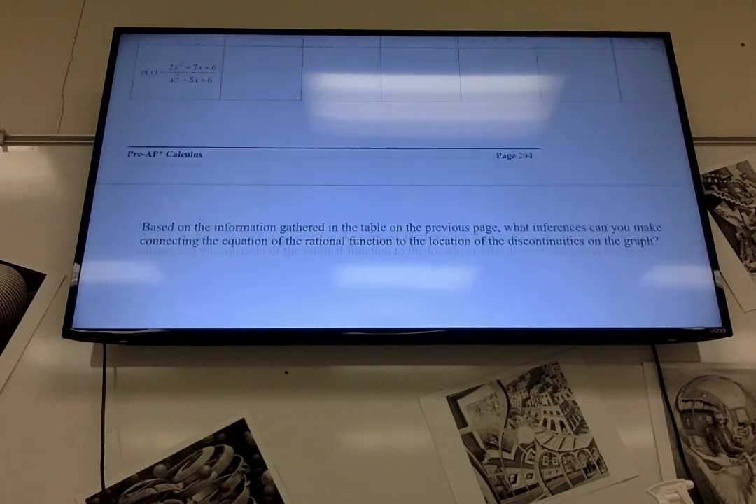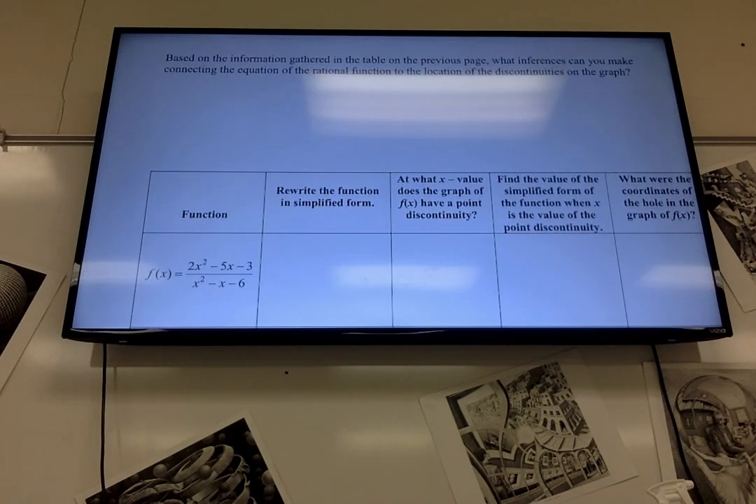And what we've been saying, we're going to write down up here at the top so we have it. First off, discontinuities, of course, occur or happen at restricted values. Discontinuities occur at restricted values of rational functions.